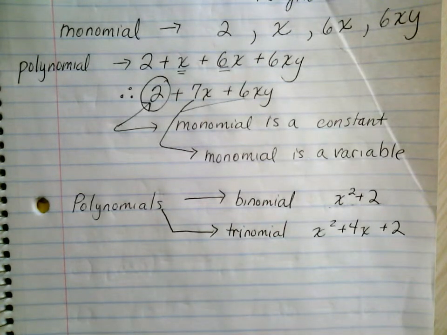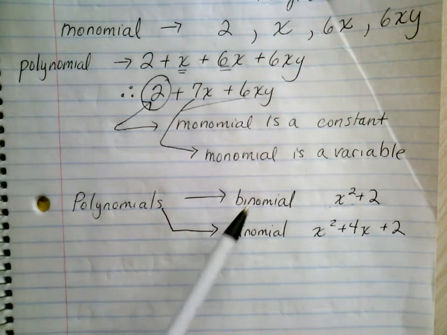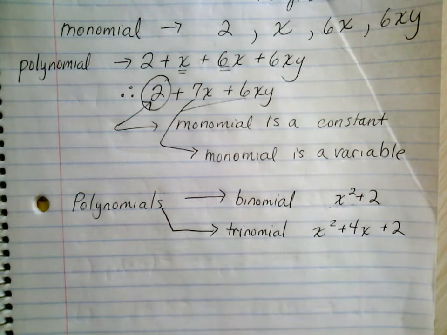Okay? We don't go any further than that, naming them like quadrinomial, pentanomial. You don't do that. So it's a monomial if it's 1, bi if it's 2, tri if it's 3, poly if it's just anything over 1. Okay? You'll hear me use these terms. Some teachers don't, but I do. Binomial and trinomial. Okay?